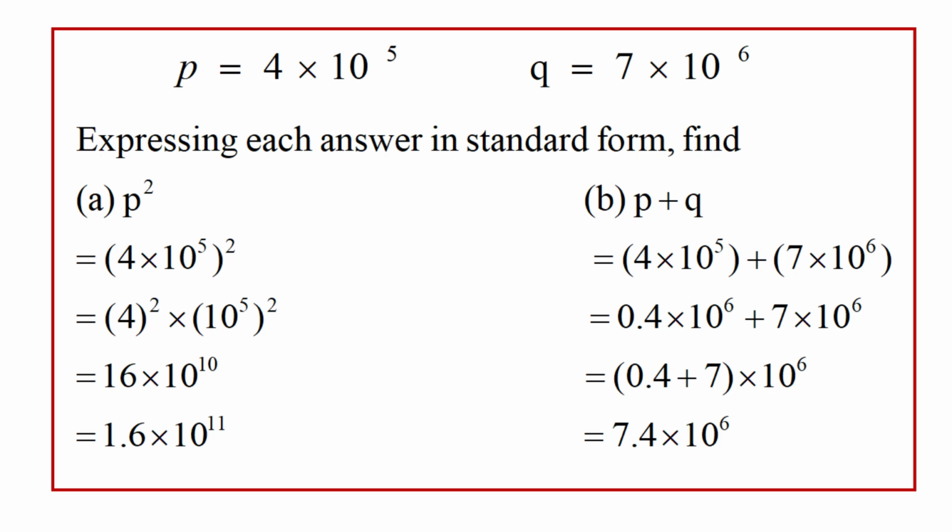Both results are now in standard form. For part A, p squared is 1.6 times 10 raised to the power of 11. For part B, p plus q is 7.4 times 10 raised to the power of 6.